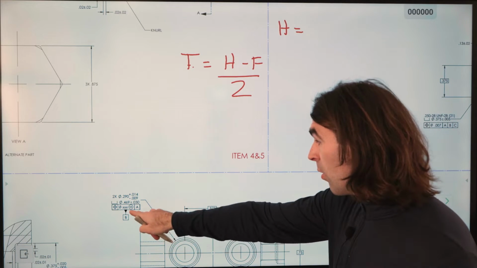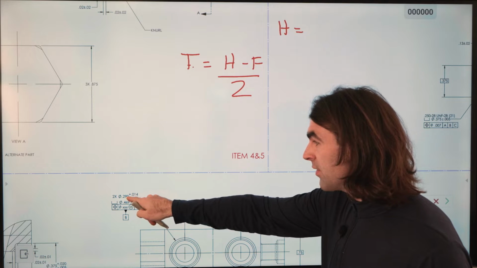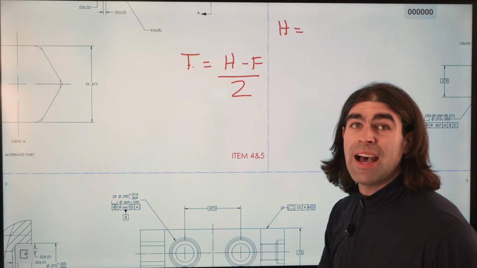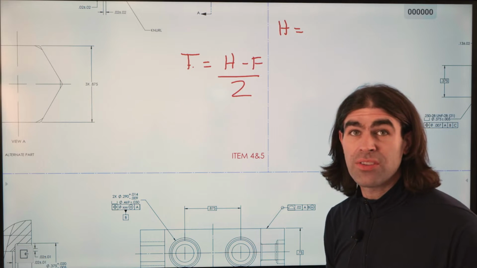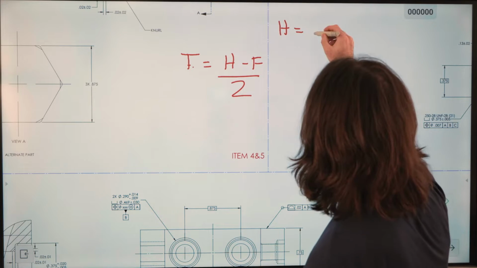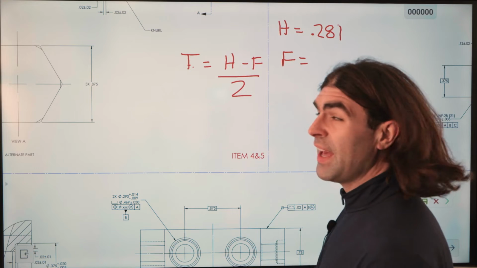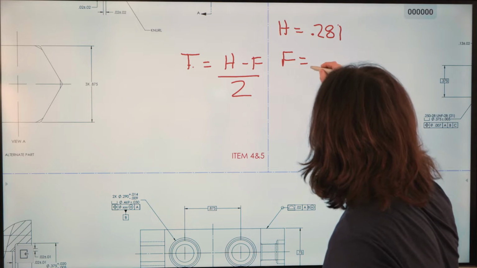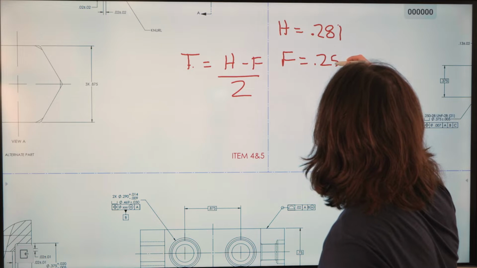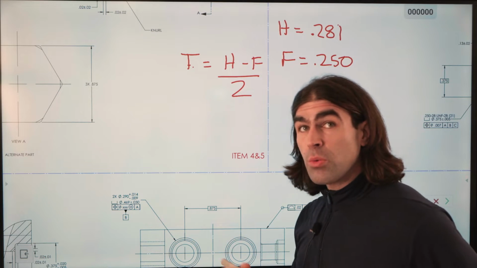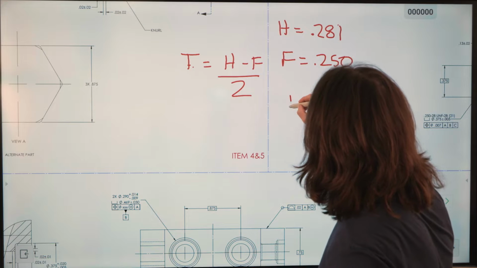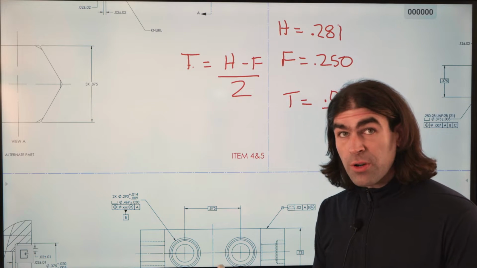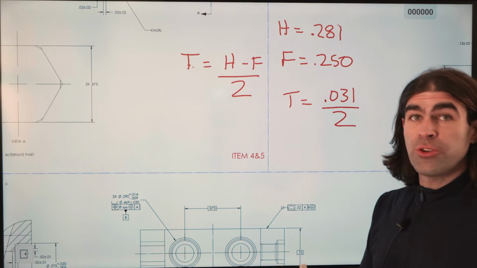So let's find our variables here. The MMC of the hole is 0.290 minus 0.009. That's the smallest within the limits of size the hole can be. And then the fastener is just going to be our thread size, 1/4 inch, 0.250. Okay, so we'll subtract these out. The tolerance is 31 thousandths over 2.